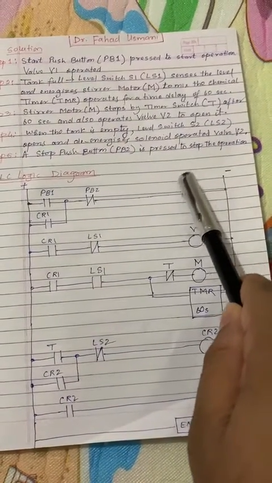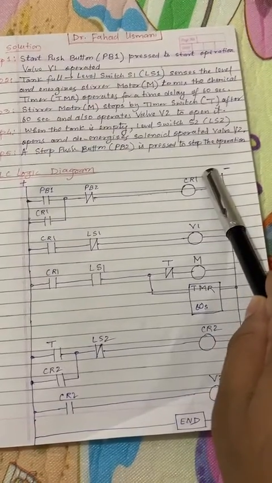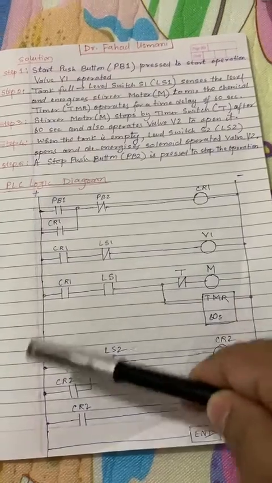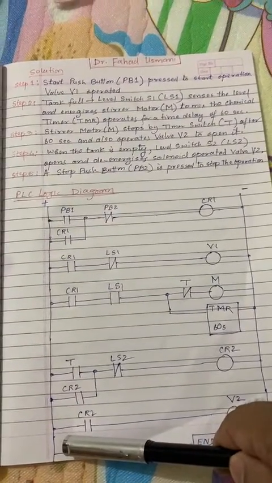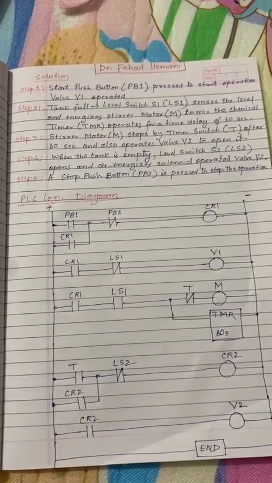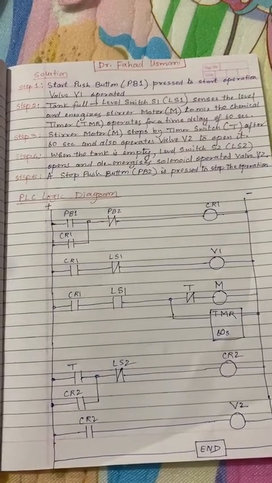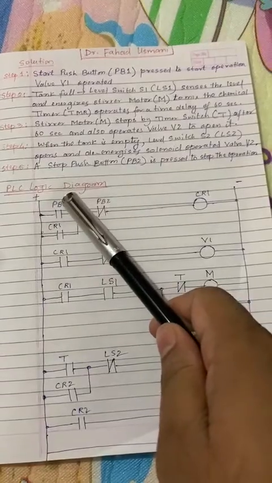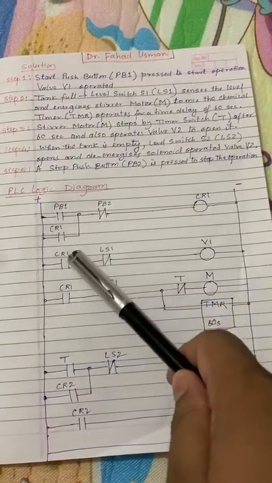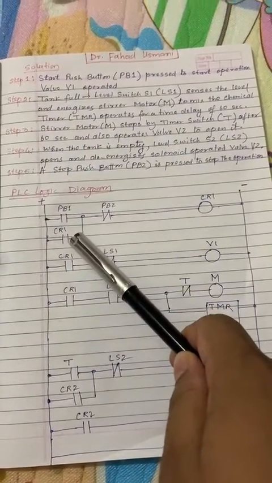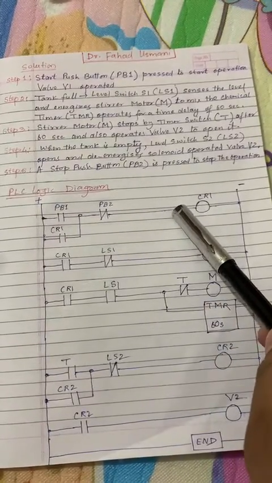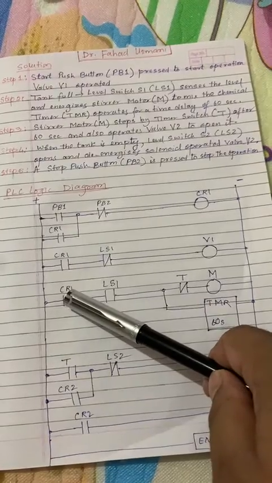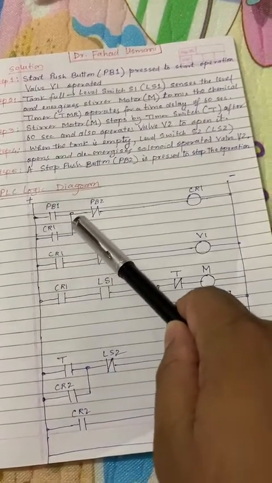This relay CR1 means control relay 1, and all the switches which are associated with control relay 1 will now be activated. So all those that were normally open will get closed, and all those that were normally closed will be open. Here all the switches associated with CR1 are mentioned, and all are normally open if you see. Once the current is passed through CR1, it sends the signal and all are closed.